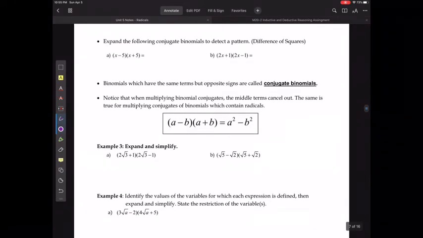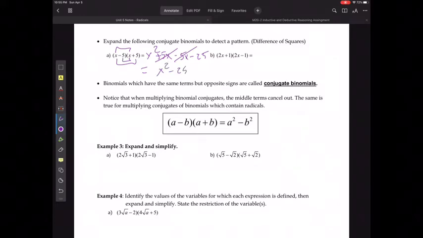All right, if we are expanding the following conjugate binomials to detect a pattern, then for the first case, if I have x minus 5 times x plus 5, well, the x times the x is going to give me x squared. X times 5 is going to give me plus 5x. Negative 5 times x is going to give me minus 5x. And the negative 5 times the positive 5 is going to give me negative 25. The positive 5x and negative 5x will cancel out, and I'm just going to get x squared minus 25.